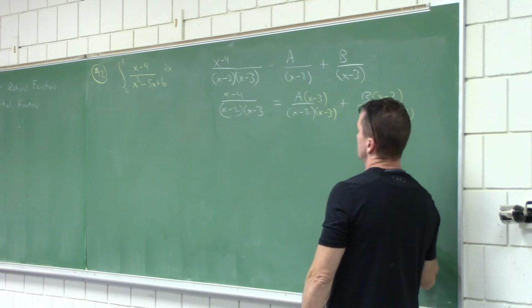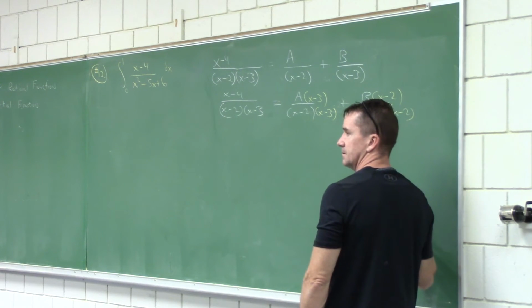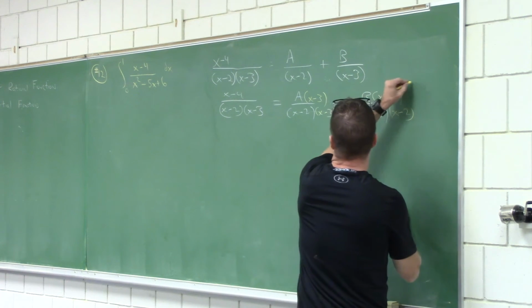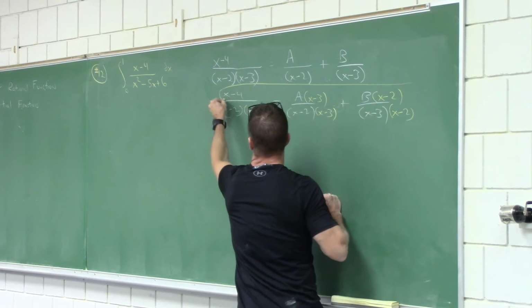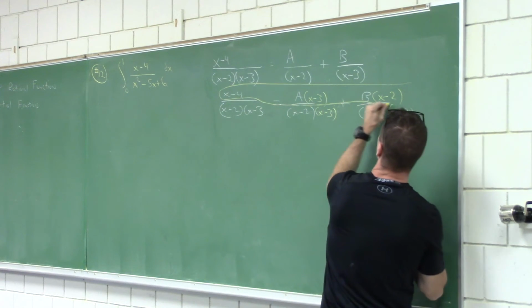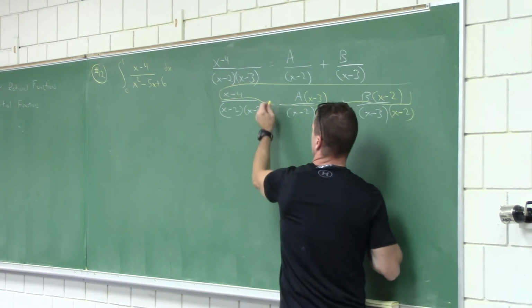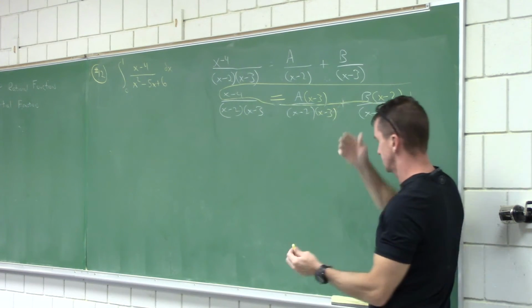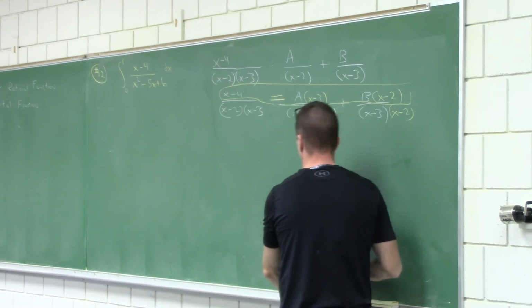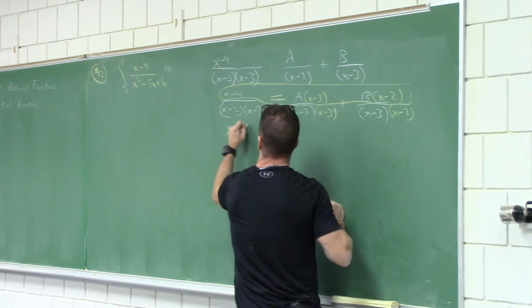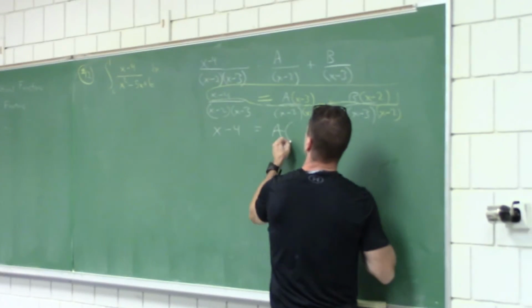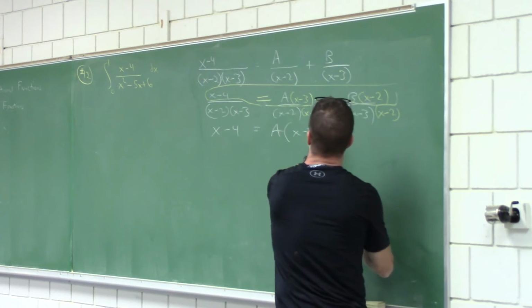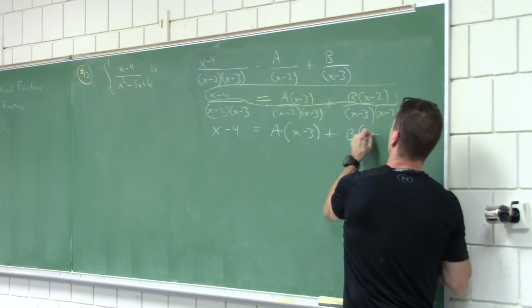And now it's ready. Where's my focus? Just the top. Pull it out. That's what we're working with. And notice there's an equal sign in the middle. Make sure that equal sign doesn't get erased. There's our focus. In fact, I like to write it again: x minus 4 equals A times x minus 3 plus B times x minus 2.